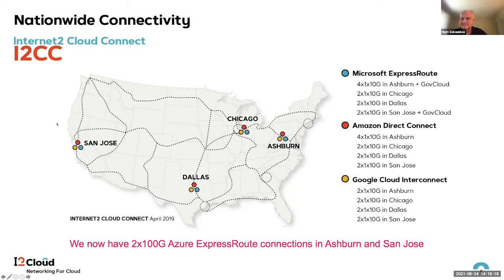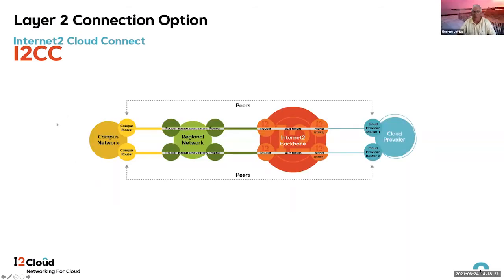Okay. Moving on. So we offer Cloud Connect in two flavors. We offer it at layer 2. This is a very straightforward VLAN approach where the campus router actually peers with the cloud provider's router, and the path through the regional network, the state net, and through Internet2 is fairly transparent and straightforward. And we're going to come back and dig into layer 2 and layer 3 a little bit more with Matt's expertise. But layer 2 is available to you if this is what you'd like to put forward.